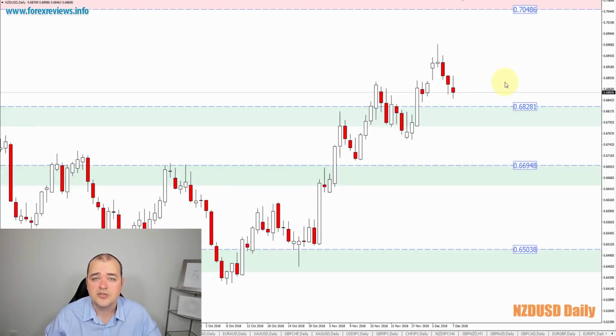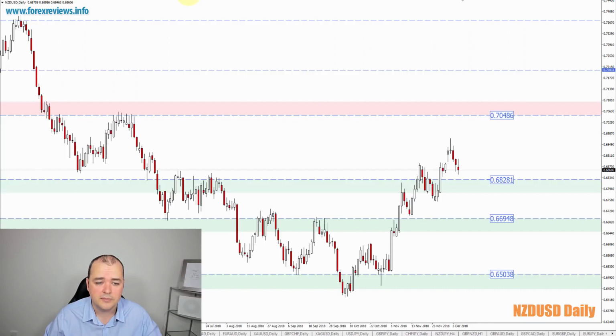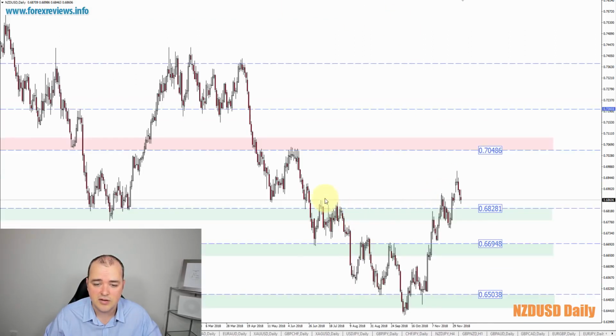The next pair to cover is New Zealand USD, and I'm on the daily chart. At the moment, this market is in an uptrend, and so the area I'd like to highlight is a potential pullback area in the trend. And the area I'd like to highlight on this market in this week's review is the 68.28 zone area. And as you can see, it looks like price action is pulling back to potentially test this area this week. And if I zoom out, you can see this is an area that acted as resistance back here, support back here, and support back here in the past.